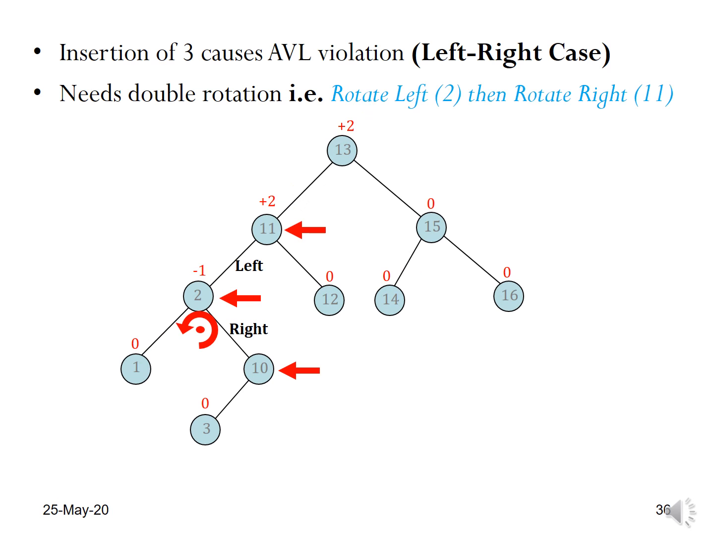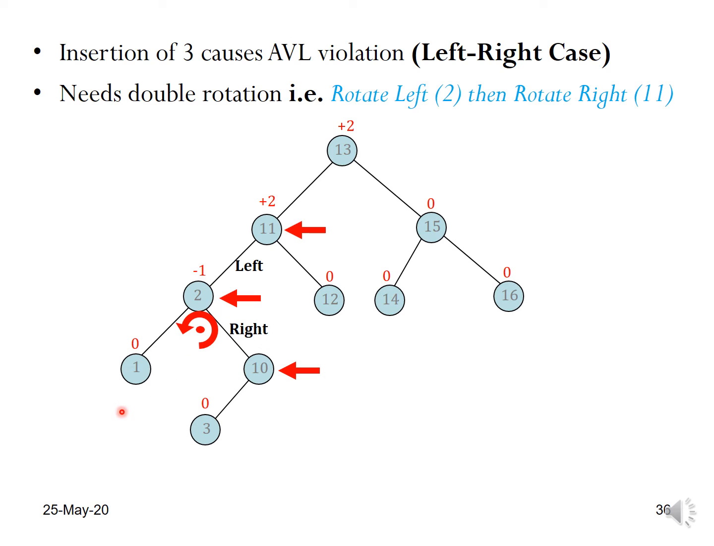So inserting 3, it will come here. This insertion of 3 causes an AVL violation, and this is the left right case. In this case, because this is not an AVL tree and has violated the condition of an AVL tree, we will perform the double rotation. In this situation, we will first rotate this 2 towards the left and then rotate 11. Now we will see how we are considering these three nodes.